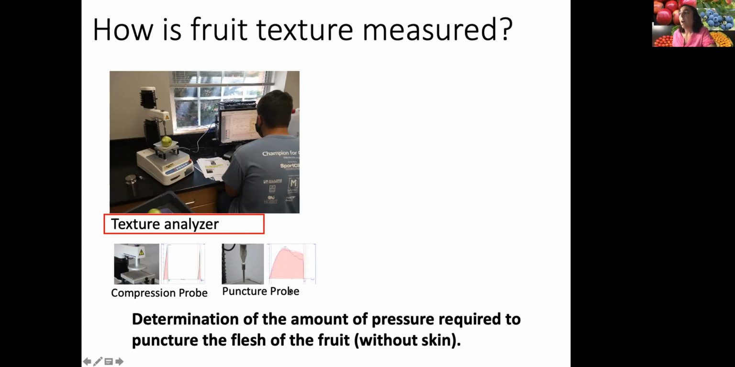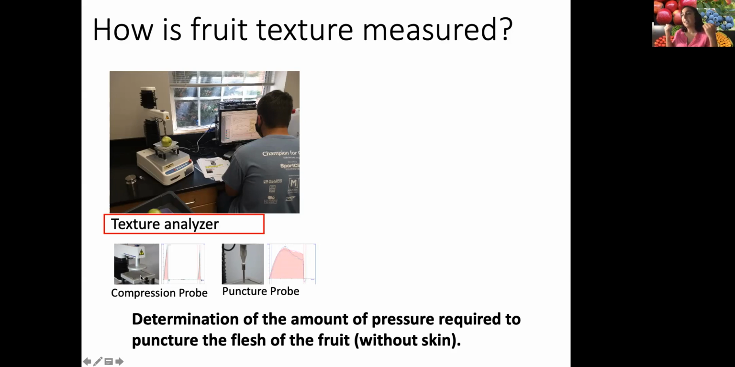where we can derive a lot of different parameters from this graph. For example, this highest point in this graph corresponds to the firmness of the fruit, or the area under the curve of this graph corresponds to a parameter related to the work to bite, related with textural characteristics of that fruit, etc.